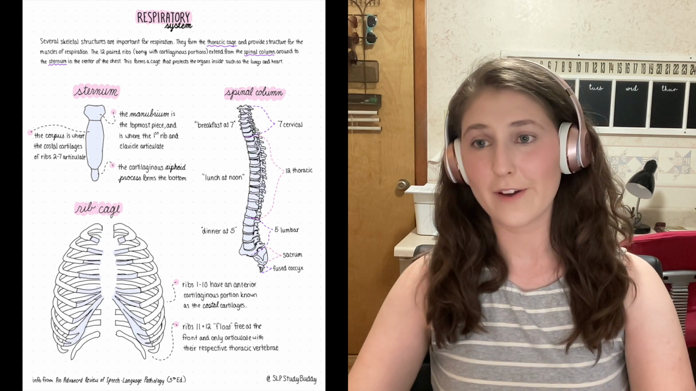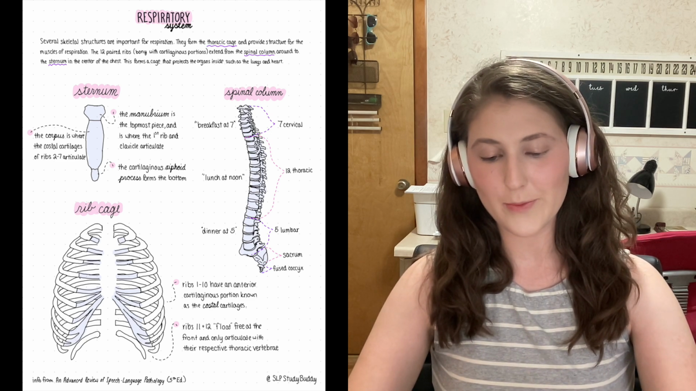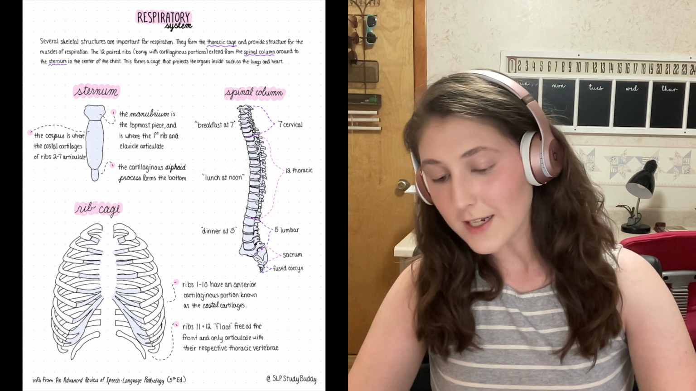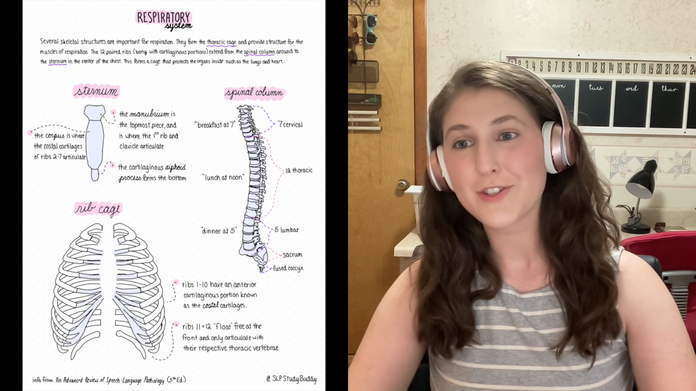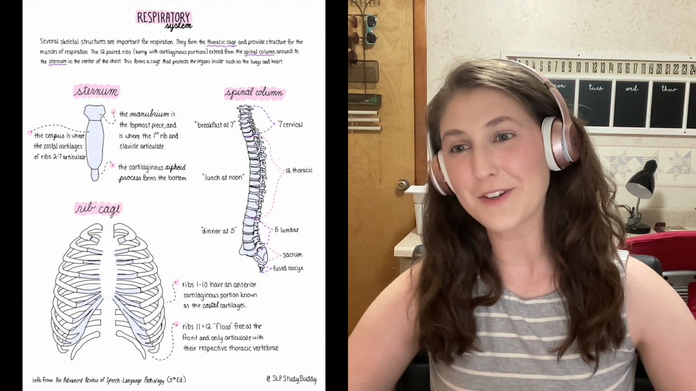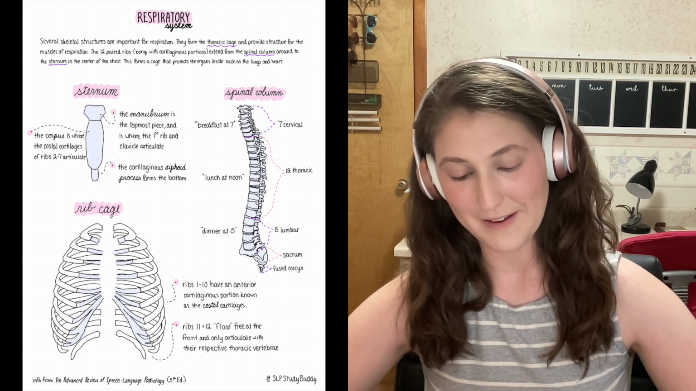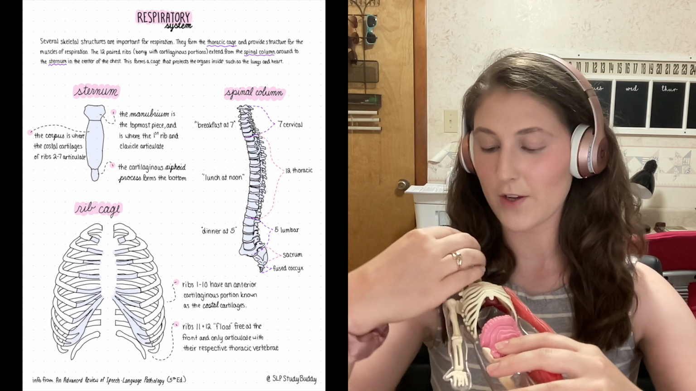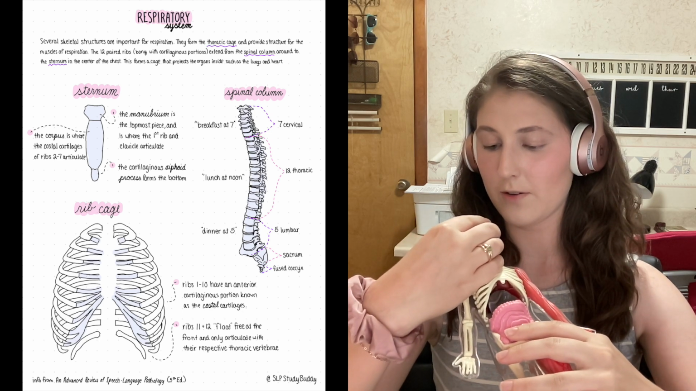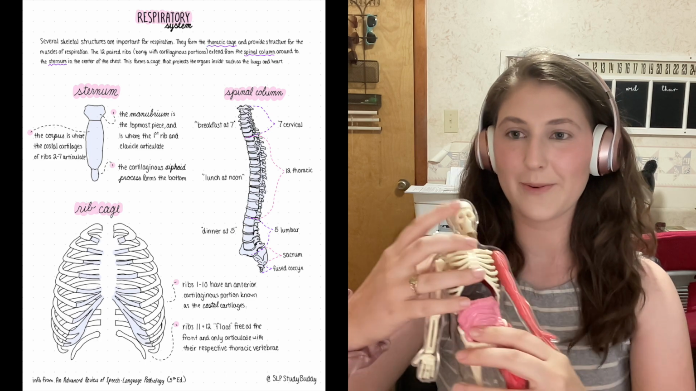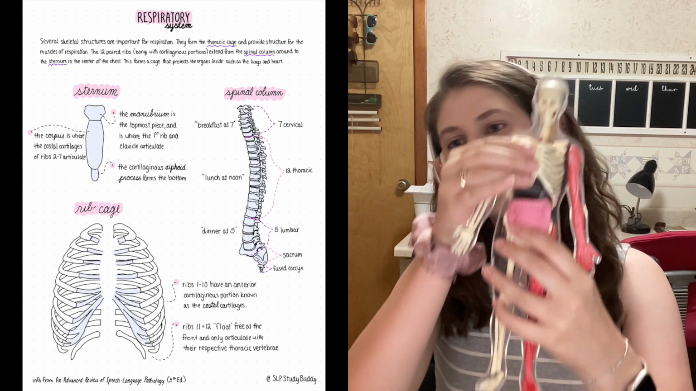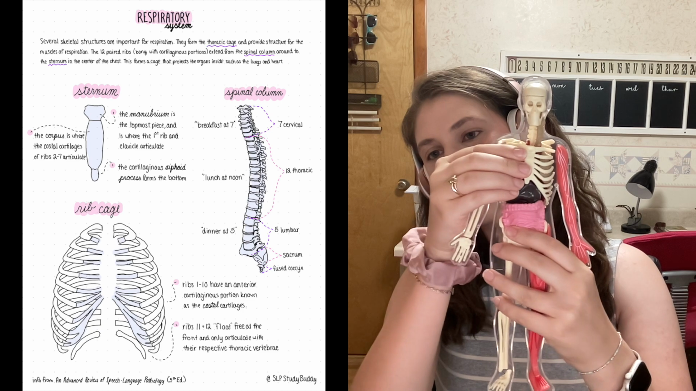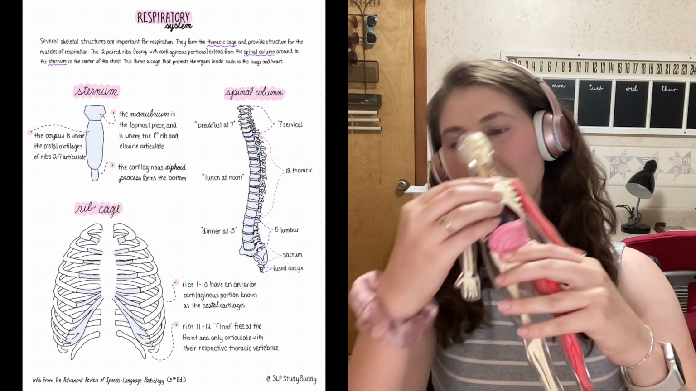I actually have a little model human here who is not constructed super well. So if he falls apart, I'm very sorry. But, ooh, maybe his head is falling off. Let's see if we can get that back on. Oh no, poor Bob. Okay, there we go. So this is Bob. He's going to help us out and demonstrate a couple things.